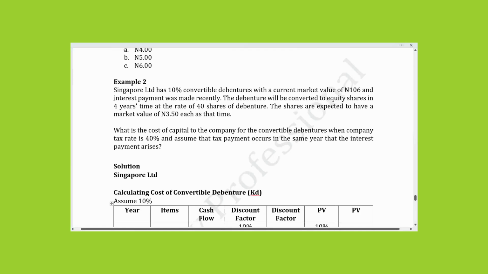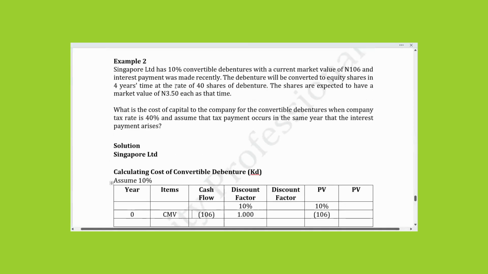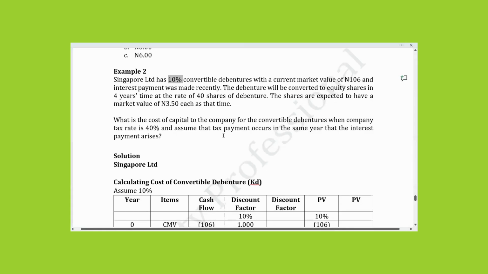We are told that interest payment was made recently. So we are able to use this 106 naira current market value because interest has been paid. If interest has not been paid, it means that this 106 is cum int price, so we need to convert it to ex int price. But because it has been paid, no adjustment is needed. We are also given an interest rate of 10%. So 10% of 100 naira will give us 10 naira.